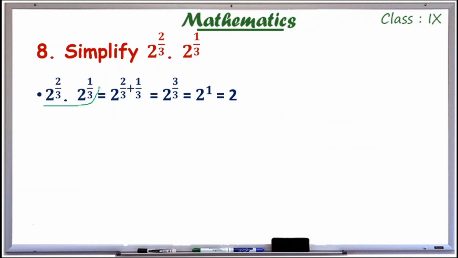This is of the form a raised to m into a raised to n. 2 raised to 2 by 3 into 2 raised to 1 by 3. And the answer is a raised to m plus n. We have already learned how to add fractions. Here the denominator is the same, so we add 2 plus 1, 3, and keep the same denominator 3. 3 by 3 is 1. 2 raised to 1 is equal to 2.